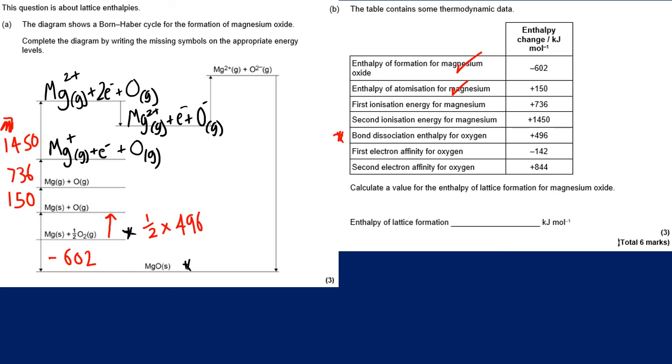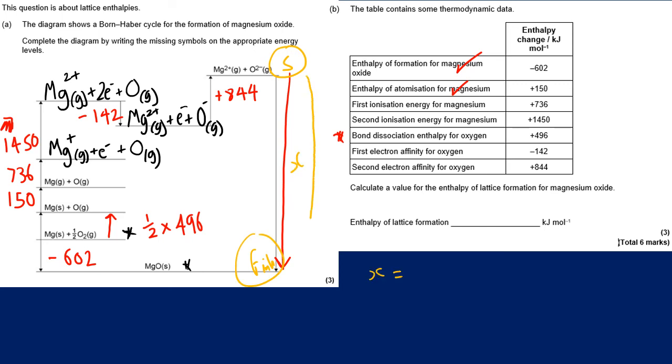Moving on, the first electron affinity is -142. Second electron affinity is +844. And I've been asked to calculate the lattice formation. That's this value here. So I'm going to change the colour. We've got our start and our finish. So this is our unknown x, and x is going to be equal to, so route 1 is this way. Route 2, I have to come the other way.